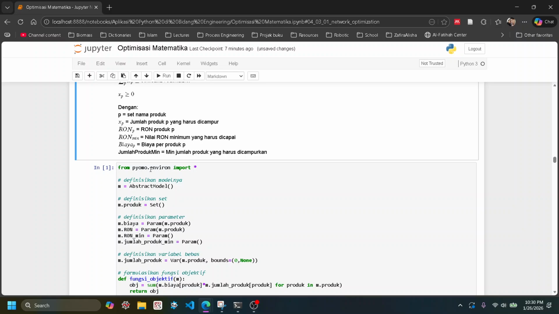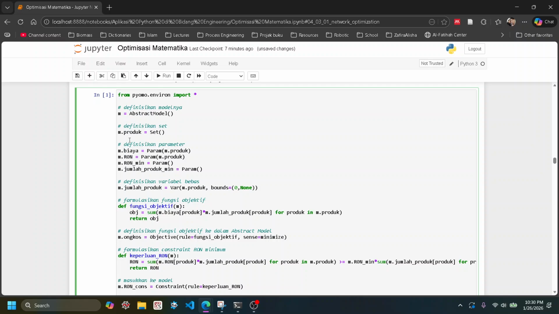From Pyomo we import everything, and then we create the abstract model, and we define the product as a set, P. The cost is then the parameter for each product. Octane is the parameter per product as well. The minimum octane is the constant octane minimum that we have to achieve. The amount of product that we have to achieve is also a constant parameter.